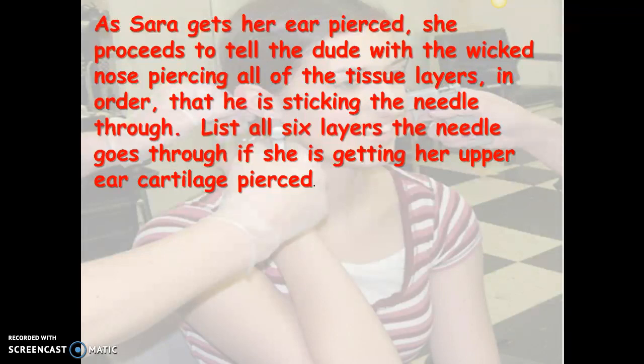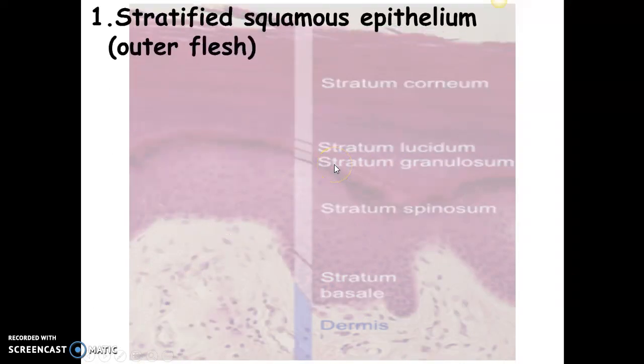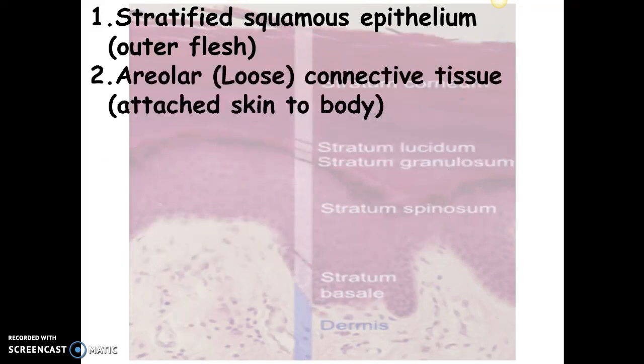Well, she starts with the stratified squamous epithelium on the outside. Corneum, lucidum, granulosum, spinosum, basale. We'll get those later. So they go through the stratified squamous epithelium. Underneath that, they hit connective tissue, which connects the stratified squamous epithelium to your body.